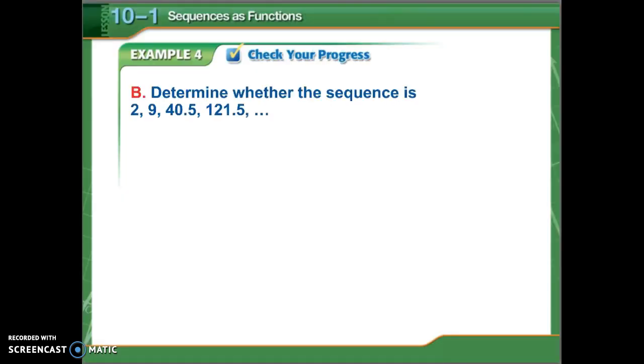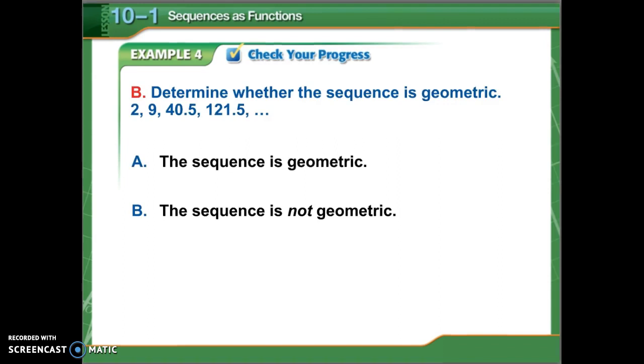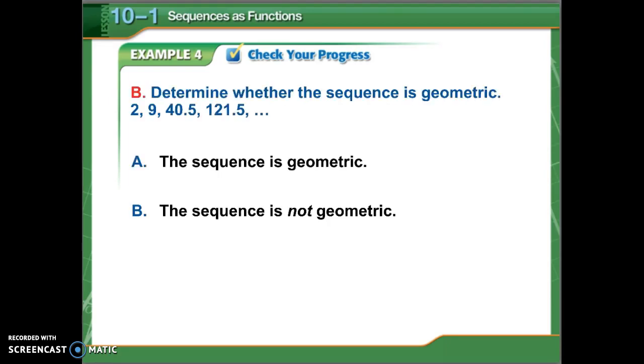Looking at part B, we've got another pattern. Go ahead and pause the video, work through the problem. And you will see that the answer for this one is that it is not geometric. You get a different ratio each time when you divide numbers by the preceding number.